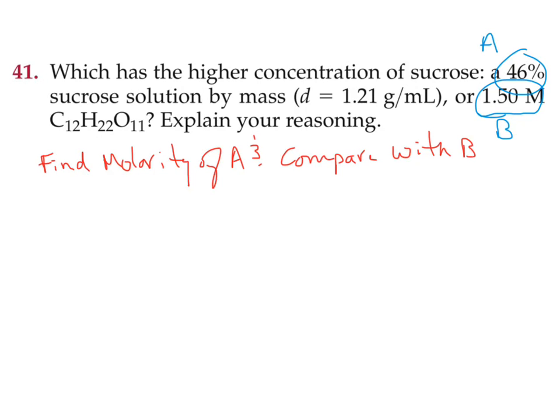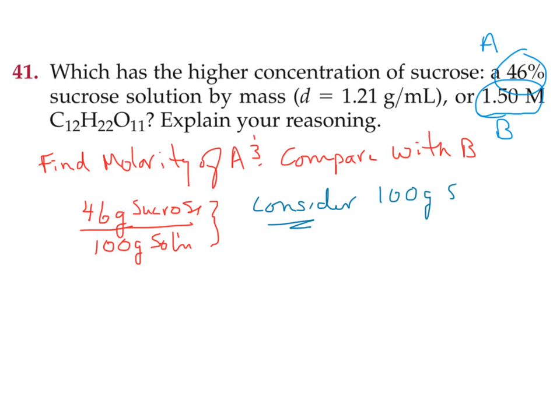So the next couple kind of go together. Basically, you have two solutions, and I identified them as A and B. A is 46% sucrose. B is 1.50 molar sucrose. And you're supposed to say which one's more concentrated. So definitely different ways to skin this cat. What I did basically is find the molarity of the 46% by weight solution and then compare it to the 1.50. And this is where I did a basis. I said consider 100 grams of solution. If you have 100 grams of solution, then you have 46 grams of sucrose.